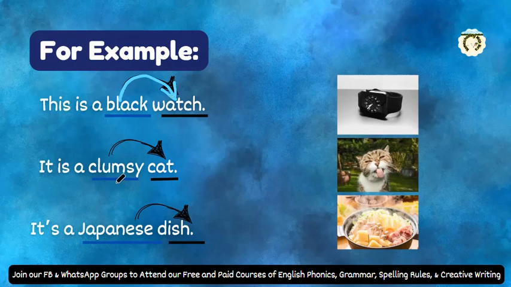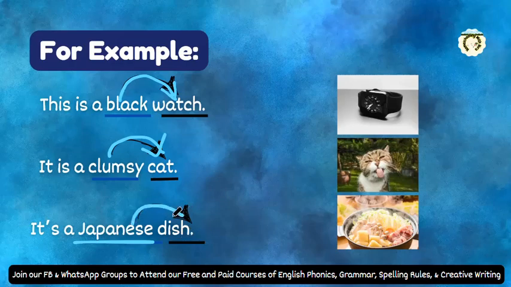It is a clumsy cat. The word clumsy is giving us information about cat. Which type of cat? Clumsy cat. It's a Japanese dish. So the word Japanese is giving us information about the noun that is dish. Dish, cat, watch, they all are nouns. If you want to learn about nouns and different types of nouns, I have given a video in the description box. Go check that out later.